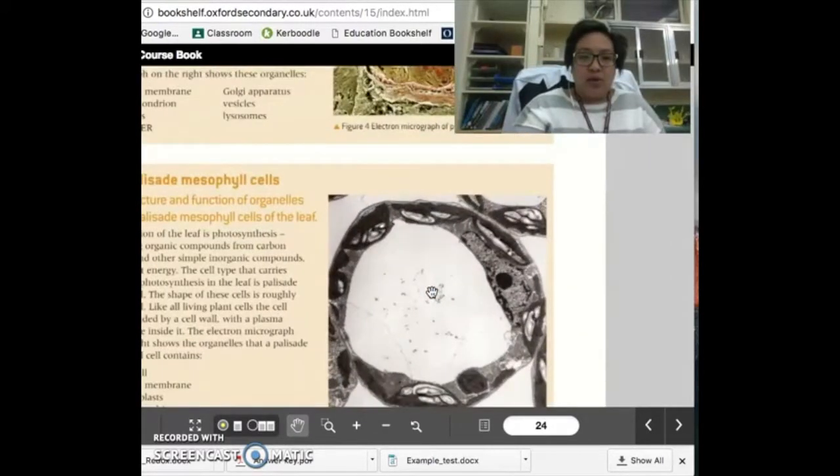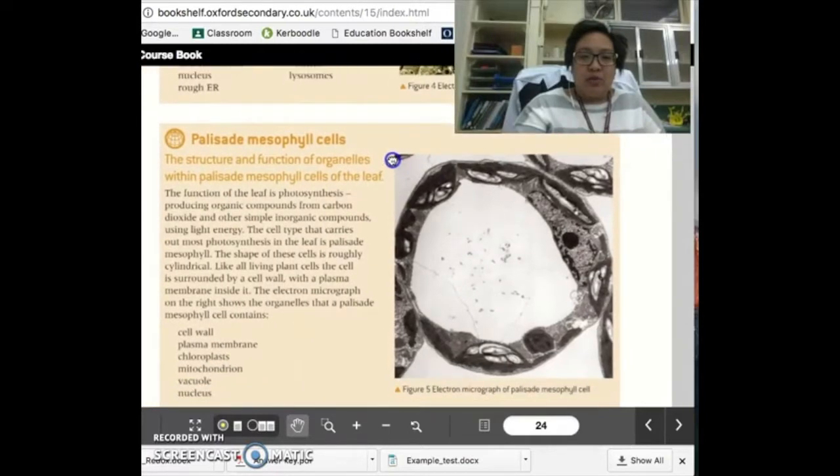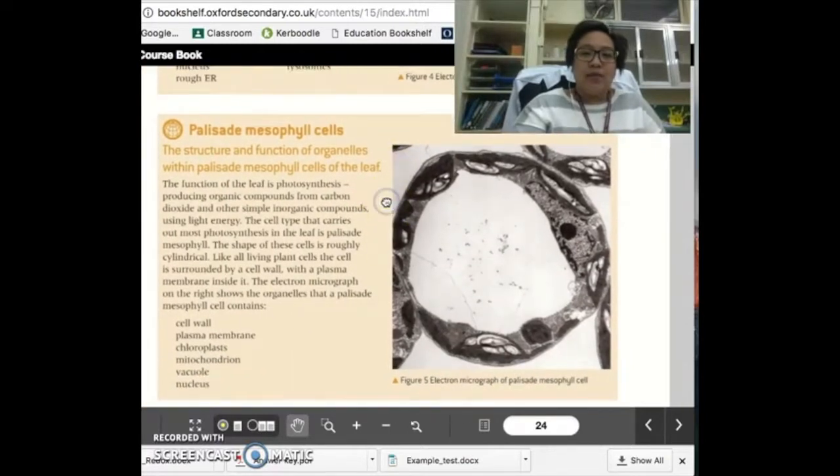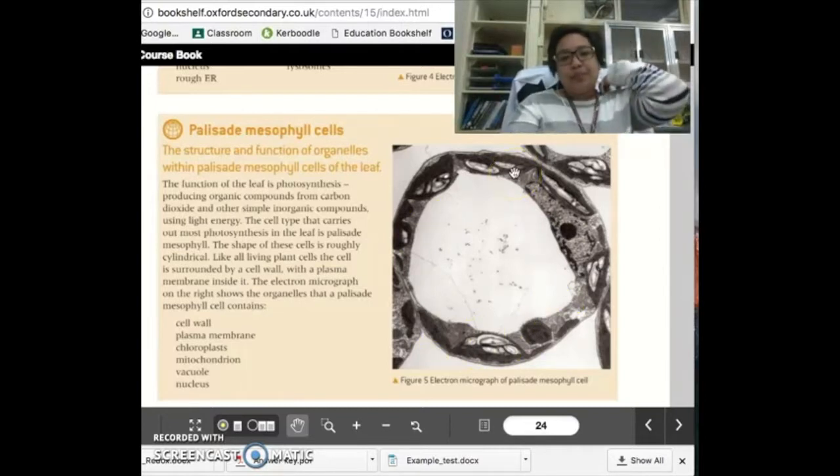Another example used by the book are your palisade mesophyll cells. As you've learned, the palisade mesophyll layer is the layer where you have cells that are in charge of photosynthesis. If you look at one palisade cell, what you can see is there are many chloroplasts right here. And why is that so? Because the chloroplast contains chlorophyll pigment that can absorb light. Therefore, this cell is actively involved in photosynthesis.